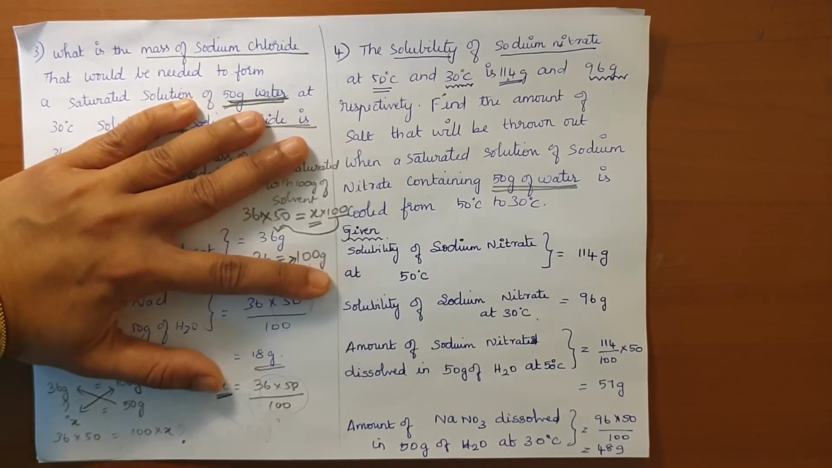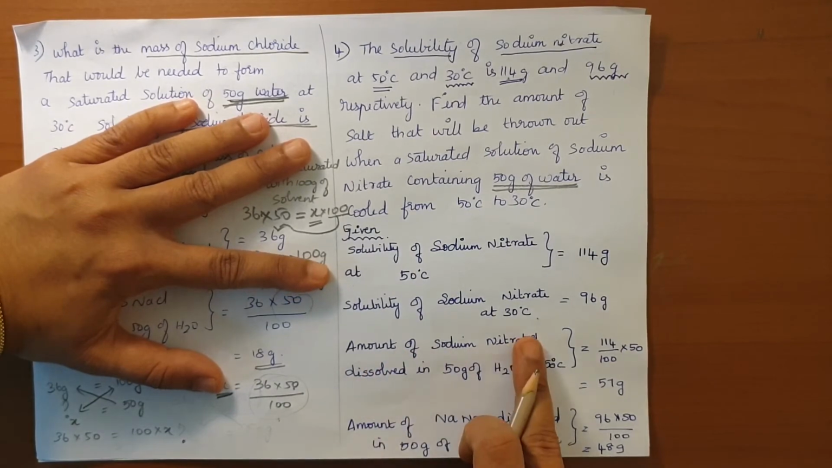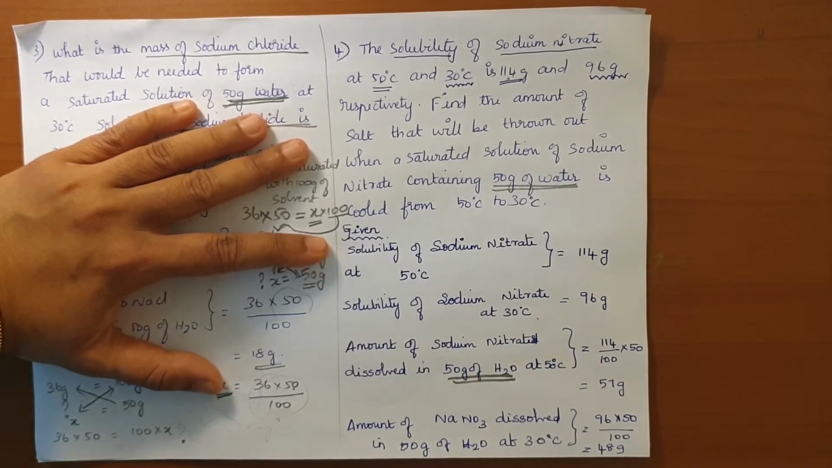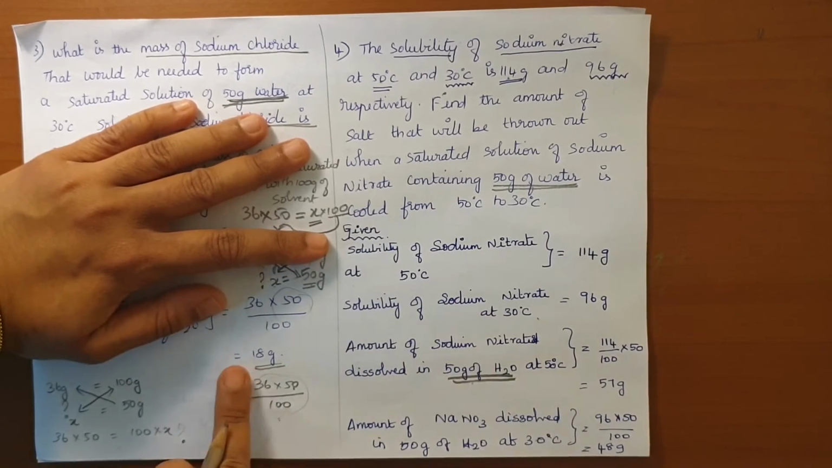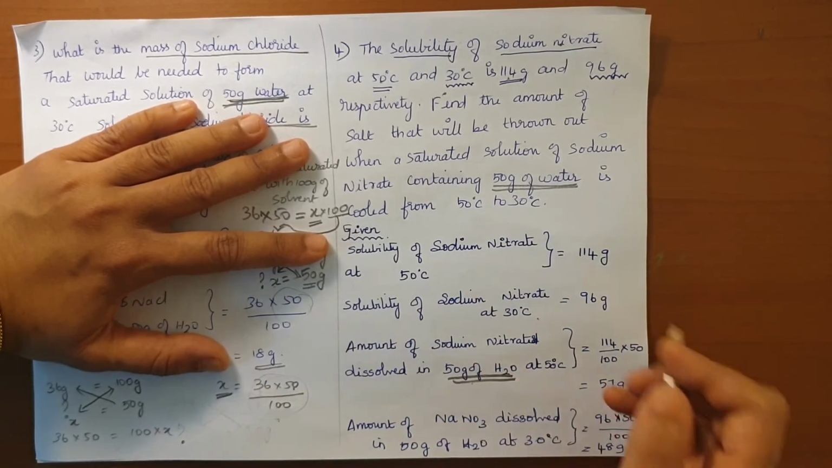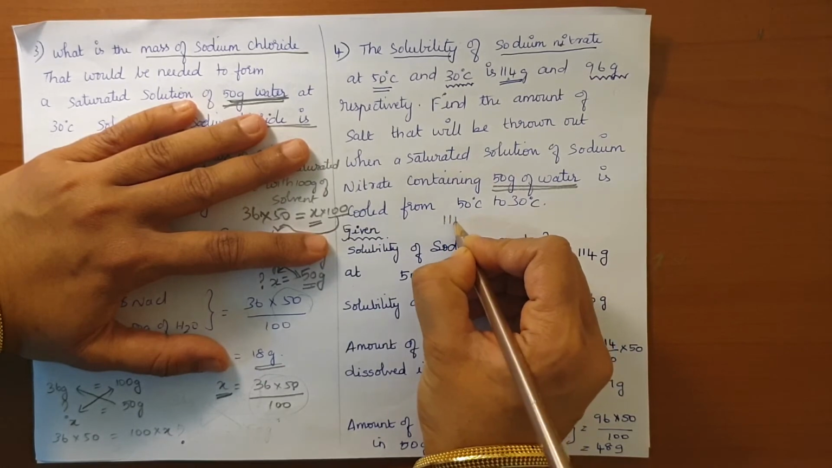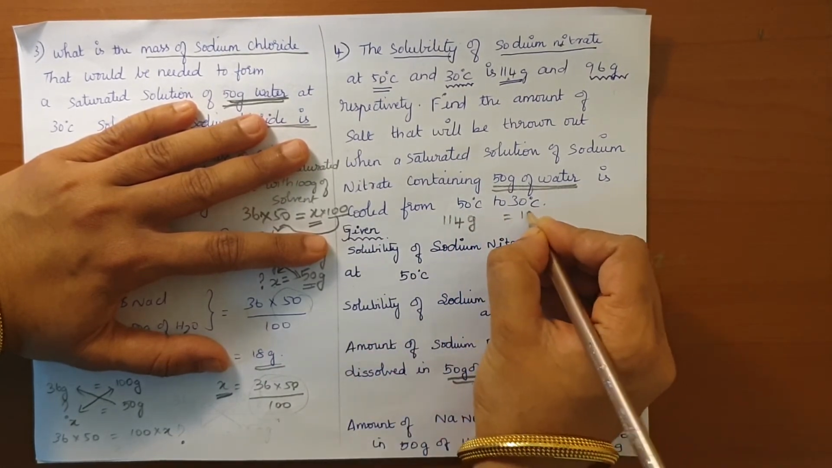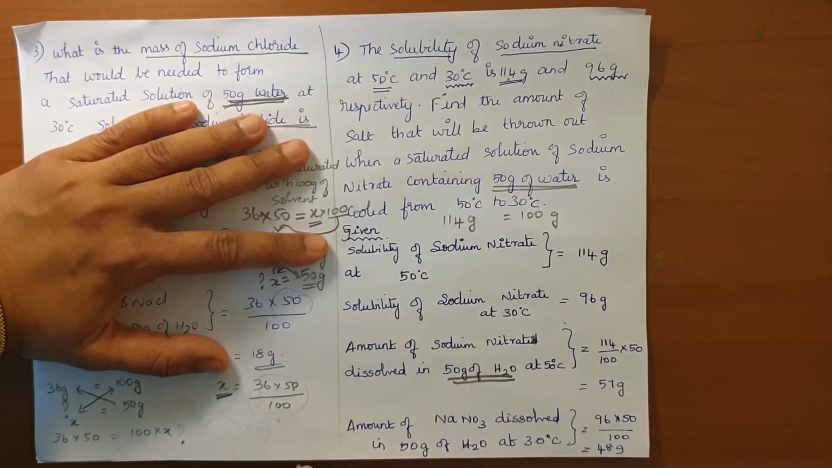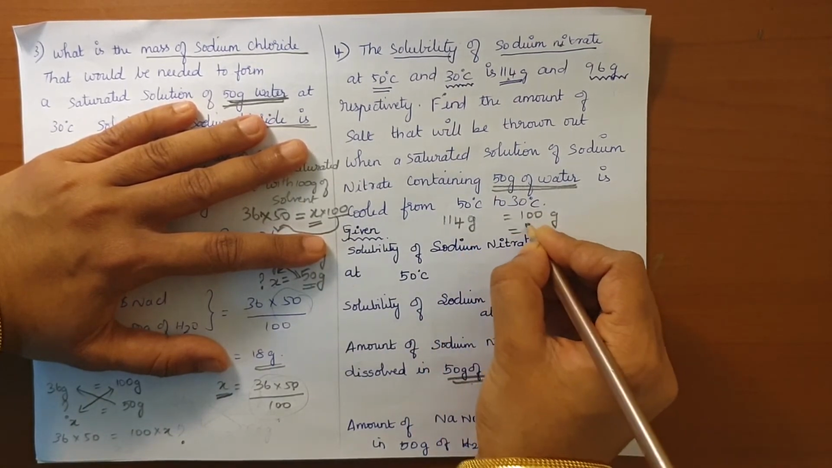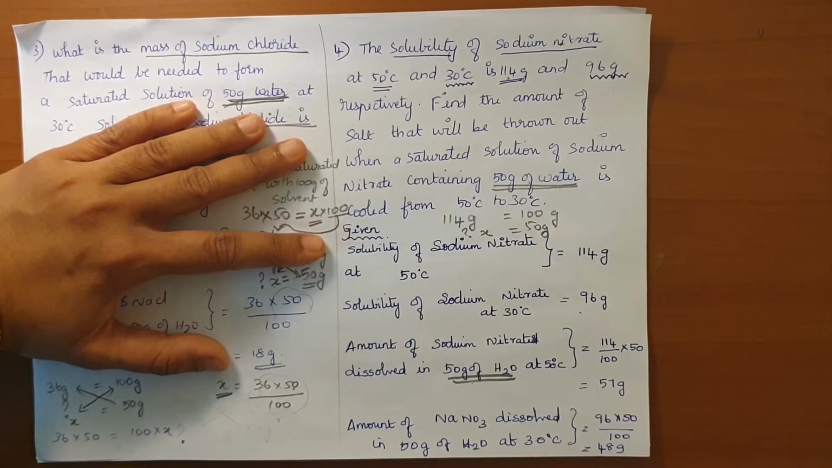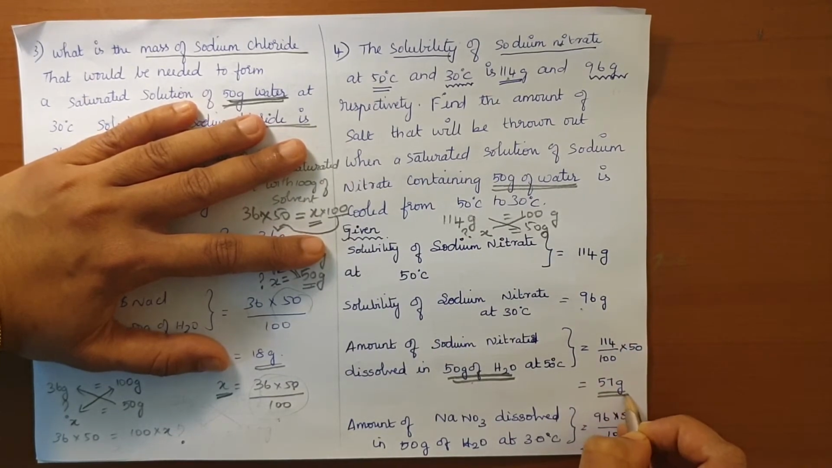So we have to first find the amount of sodium nitrate in 50 grams of water. Same concept. If 114 grams of sodium nitrate is needed for 100 grams of water, how much sodium nitrate is needed for 50 grams of water? Just cross multiply and find the value, which is 57 grams.